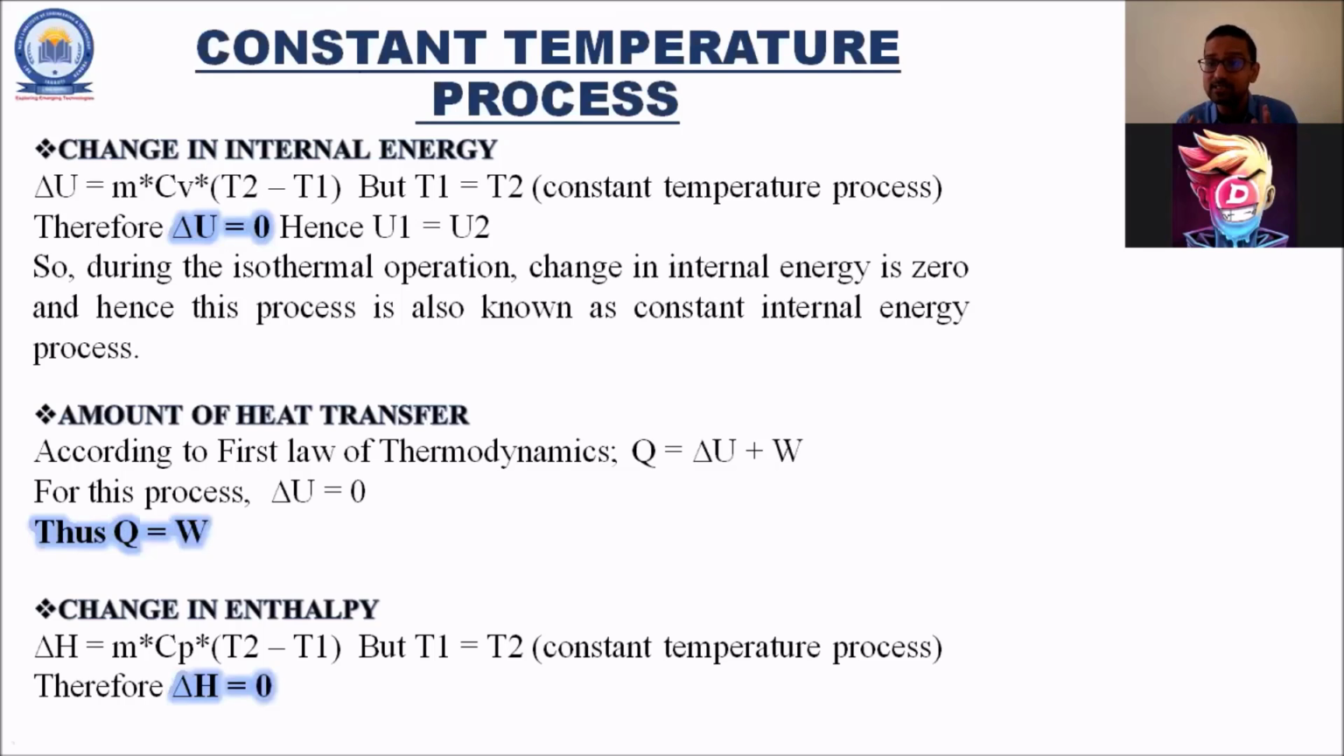Remember friends, if you are solving a numerical for the constant temperature process, directly you can write the change in internal energy equal to 0, and the change in enthalpy equal to 0. But whenever you are writing the theoretical answer for this process, you need to justify how we are getting the answer equal to 0. First note down the standard equation, then consider that temperature remains constant, and writing this term, we get the answer equal to 0.